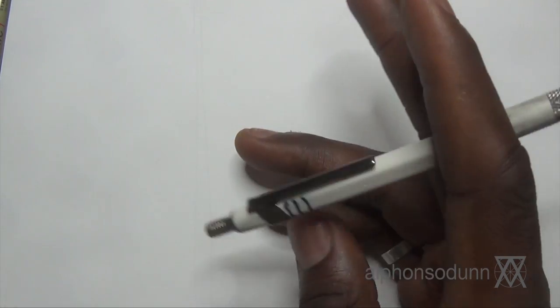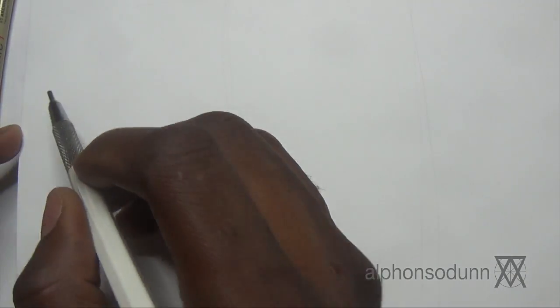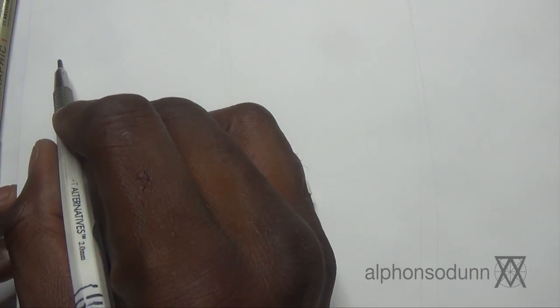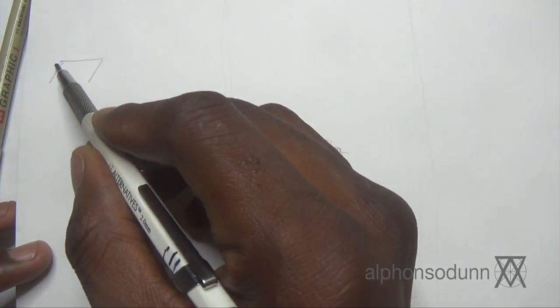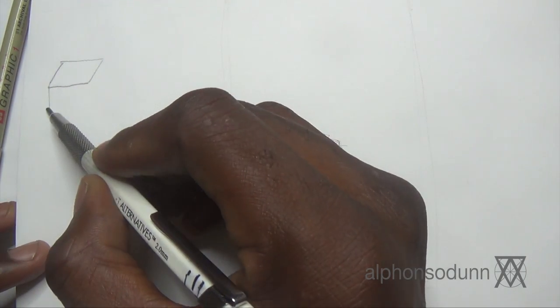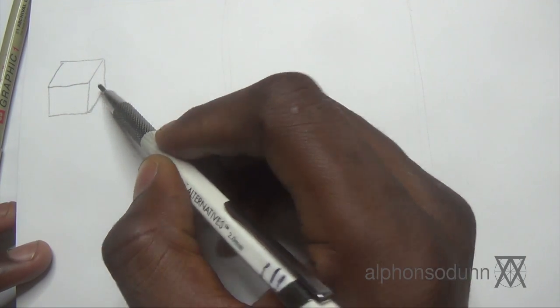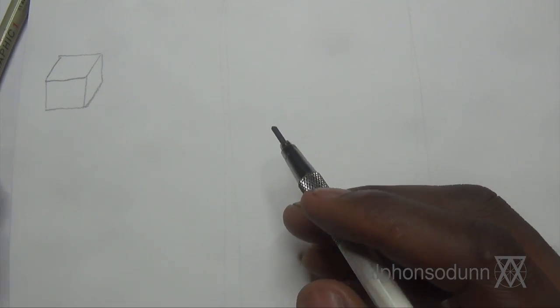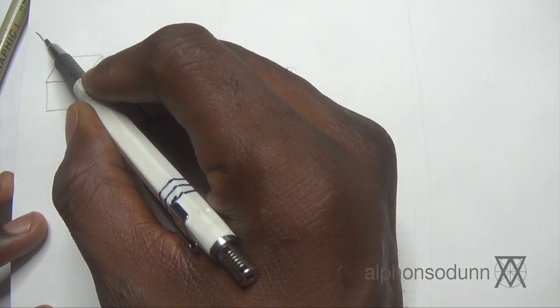Let's use a block first. A block is very simple. So let's say we have a block like so. All right. Now we have a light source coming from this direction.